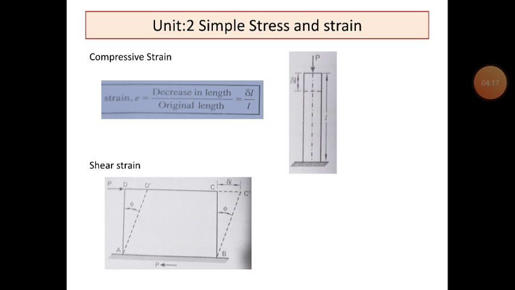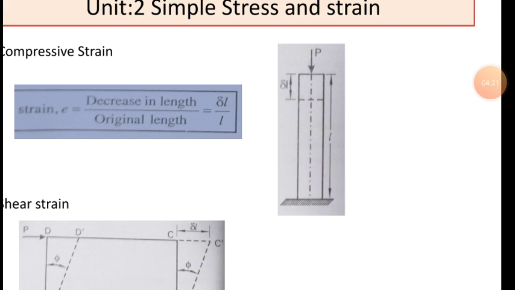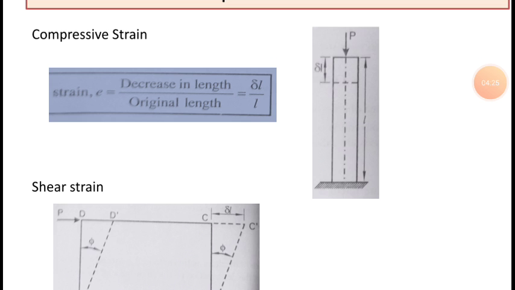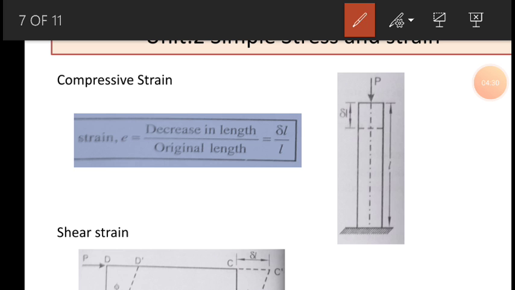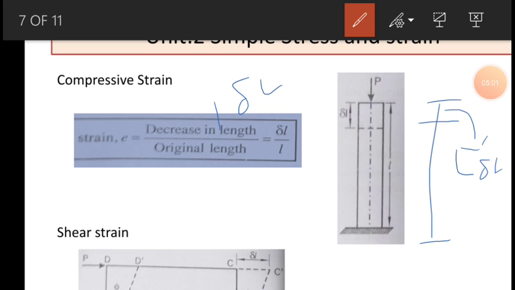Next is compressive. You can see here the original length L, and this is the decrease in the length. So the decrease in length is how much? This much. It is delta L. So the decrease in length, delta L, upon the original length is called compressive strain, because you are pushing here and there is a decrease in deformation.